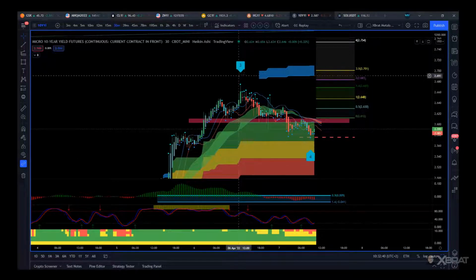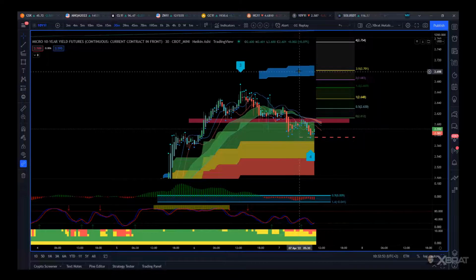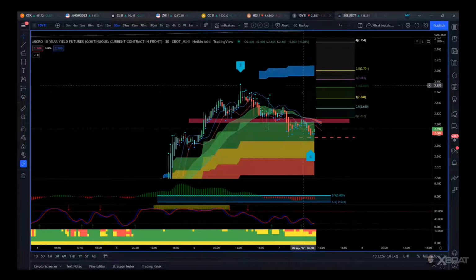So we've had a wave 4 pullback. It's pulled back into the green zone. So if that support holds and moves away, there's an 85% probability it's going to go on and hit this automated fifth wave target zone here, about 2.7. So that's the first bit.